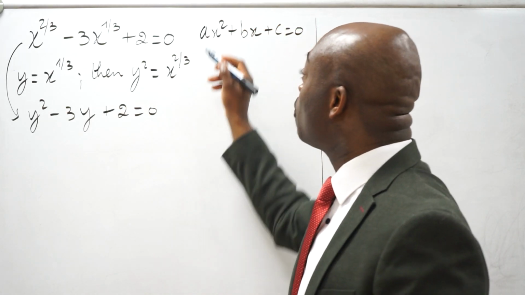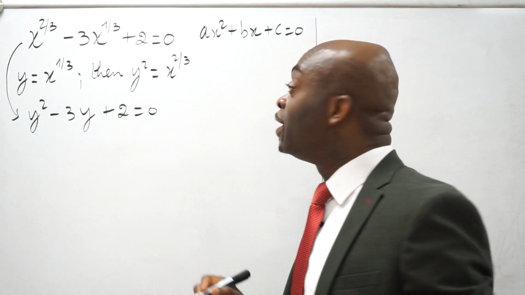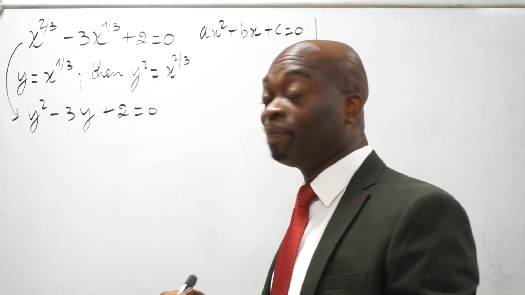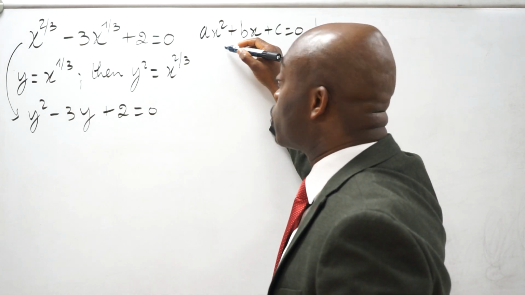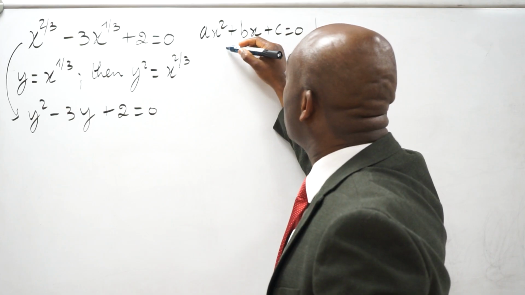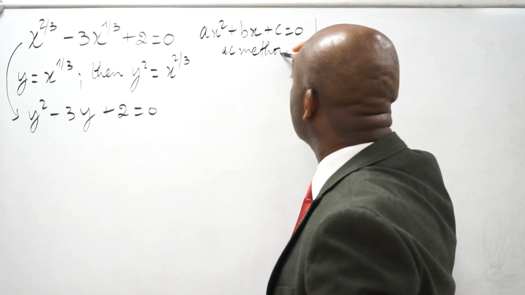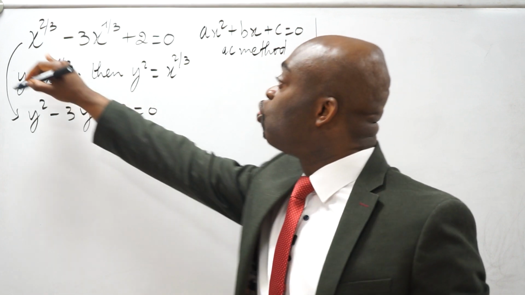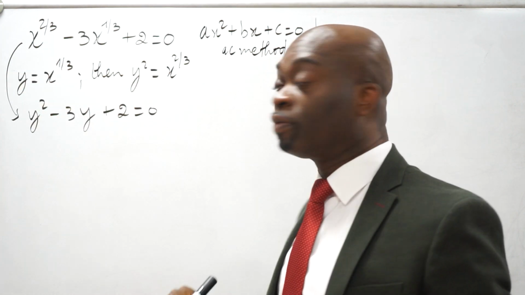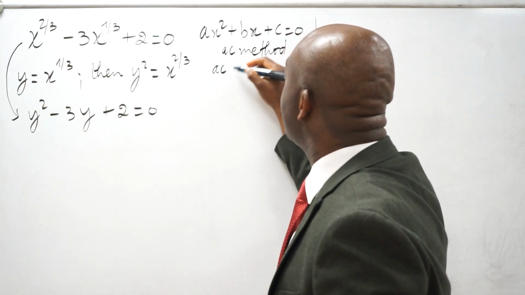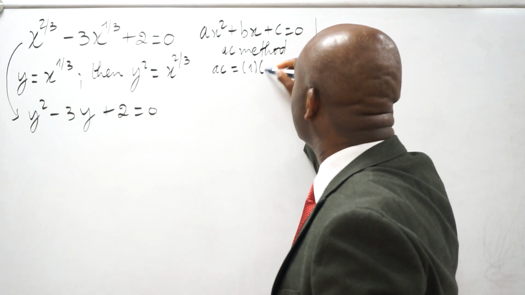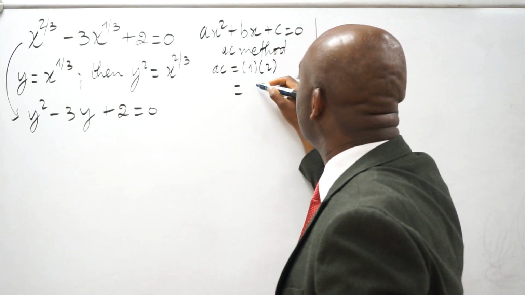So now we end up with a quadratic equation. All right? So we're going to use the AC method here. A times C. So A is 1, C is 2, correct? So A times C is equal to 1 times 2, which is equal to 2.